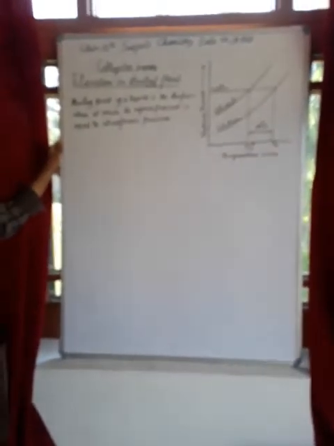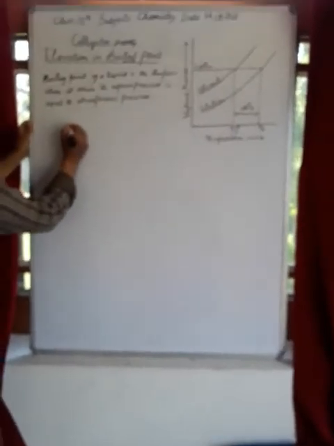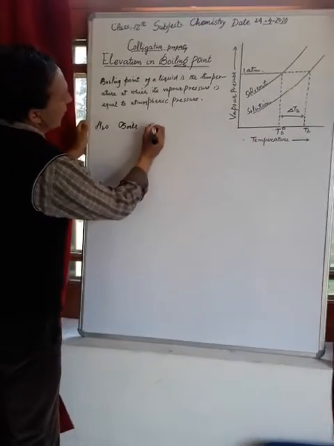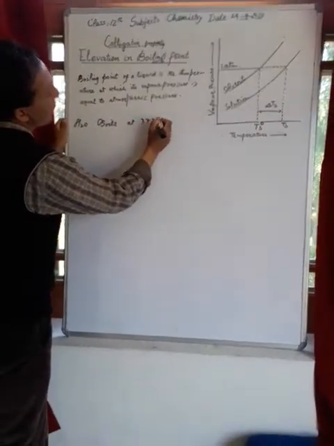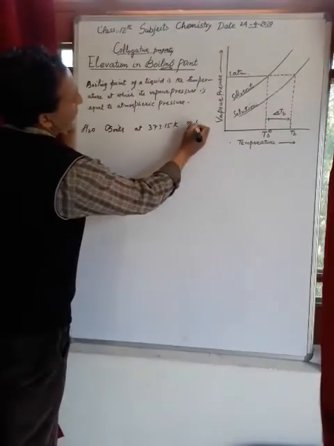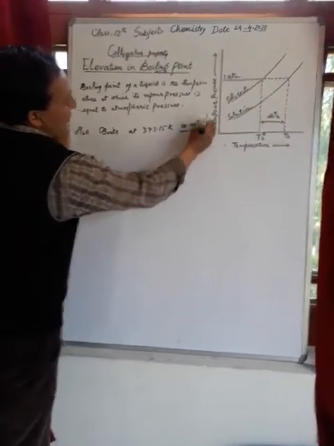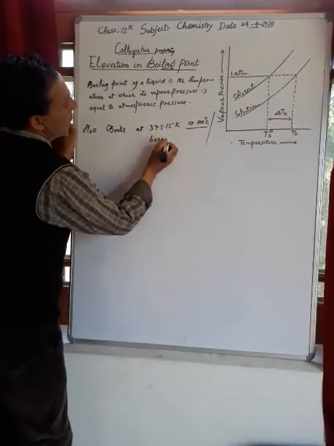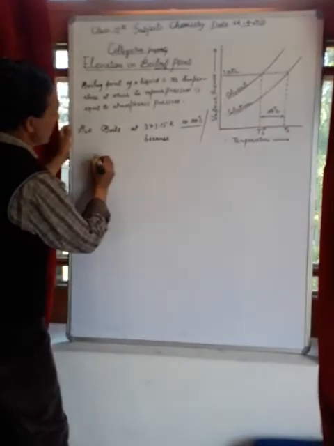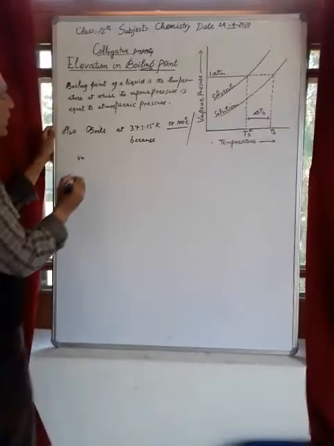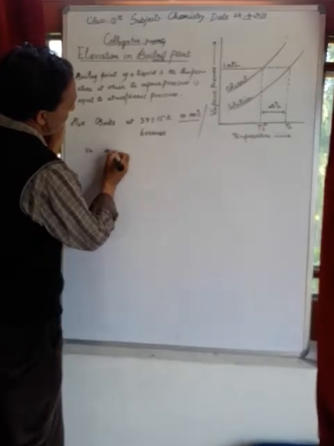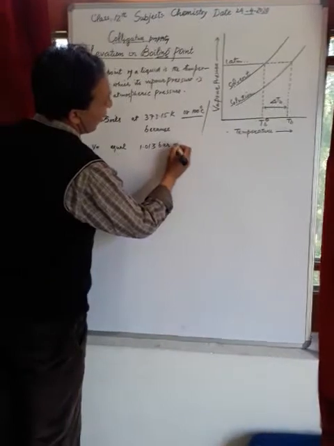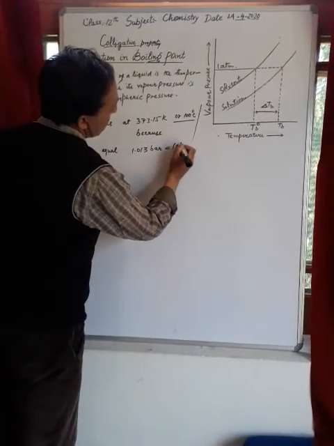For example, water boils at 373.15 Kelvin or 100 degrees Celsius, because at this temperature its vapor pressure becomes equal to 1.013 bar or 1 atmosphere.